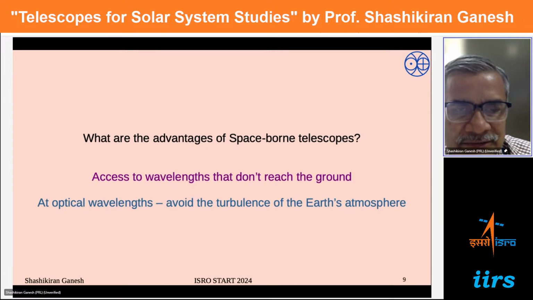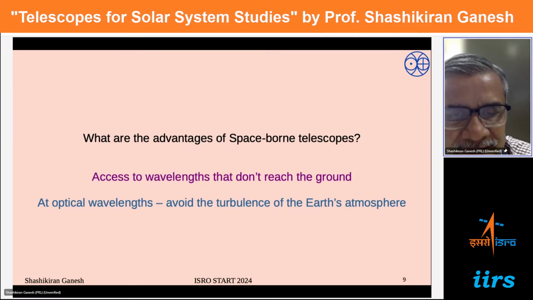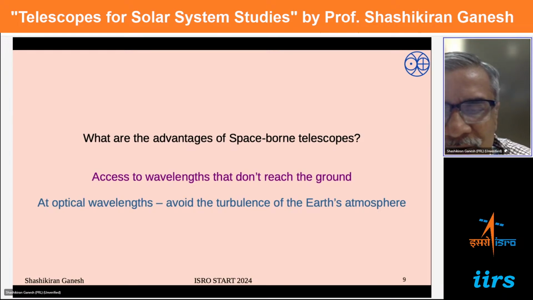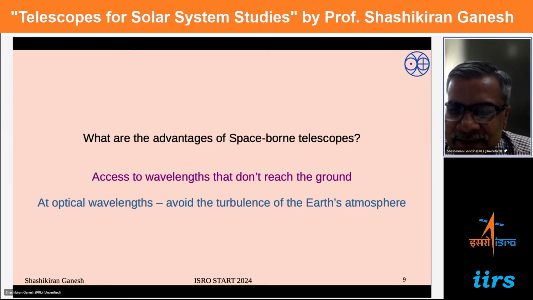Essentially, of course, the first point is that you have access to wavelengths that don't reach the ground. And the second is that, for example, at optical wavelengths, the moment you go outside the Earth's atmosphere, you are outside of the effects of the Earth's atmosphere. For example, if you go out on a typical night in the middle of a city, you will find that there is a lot of twinkling happening in the night sky. Okay, the stars appear to twinkle.